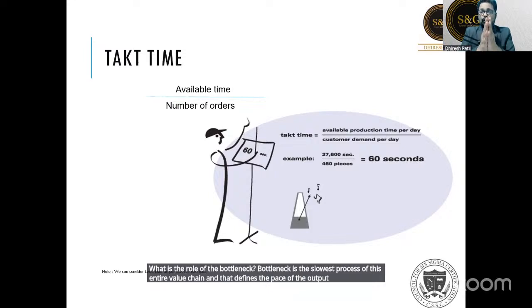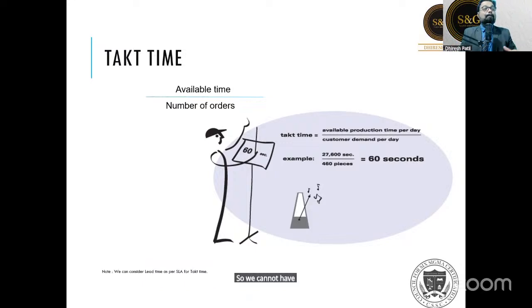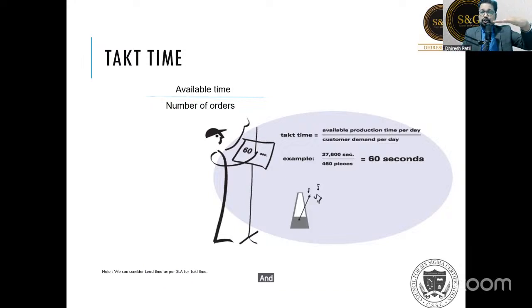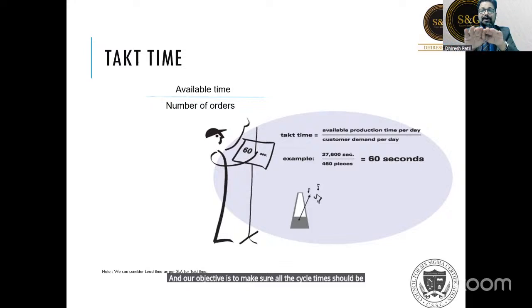If the slowest process is 150 seconds, if you remember the baking process was 150, we cannot have the pizza coming out before 150 seconds. The minimum time required is 150 seconds. So the bottleneck defines that. In line balancing, we calculated takt time, and our objective is to make sure all the cycle times are equal to or below the takt time.